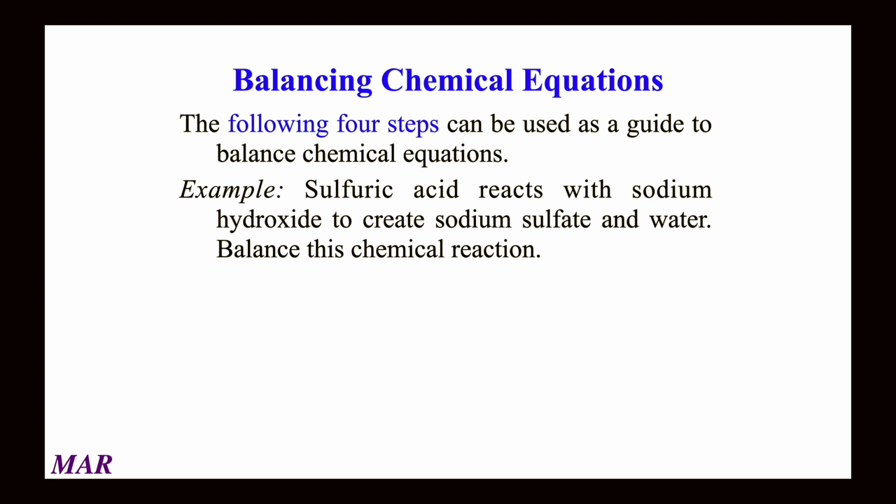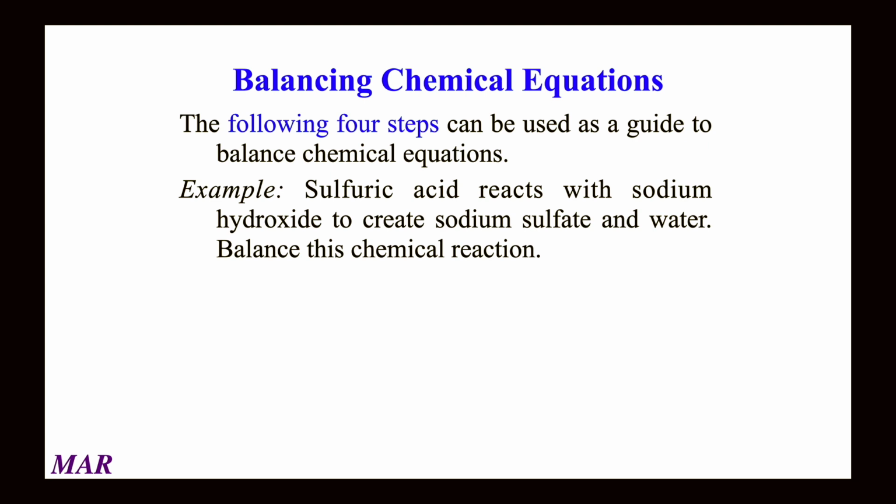So let's look at an example of how these steps work out. So first of all, let's look at sulfuric acid reacting with sodium hydroxide, and it creates sodium sulfate and water. And let's say this was a reaction we wish to balance. Okay, so the first thing you need to do is figure out what the formulas are for those chemicals. And this is again back to the nomenclature lab.